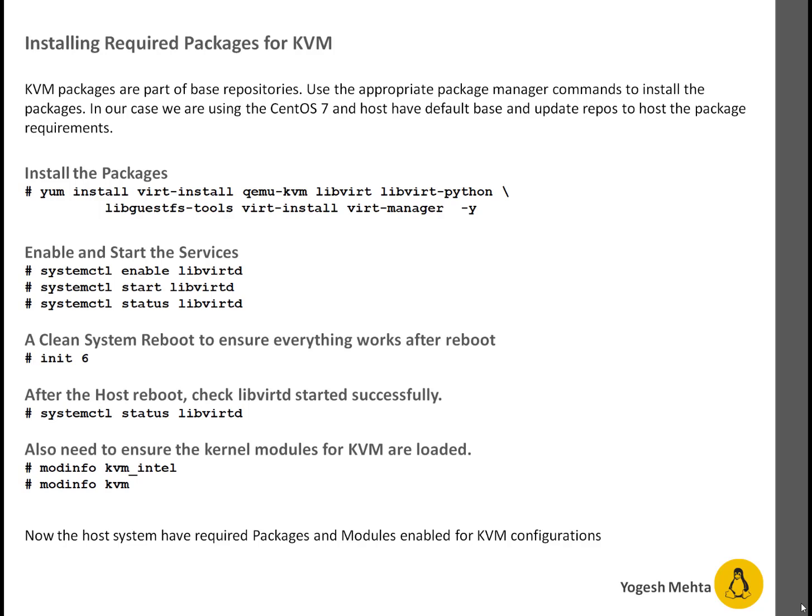In our case, we are using CentOS 7, and by default there is a CentOS 7 repository configured on my system, which I'm going to use to grab the KVM packages. You can see on screen the commands which I'm running. I'm installing the packages. I'm installing virt-install. Virt-install is a command line utility to manage the KVM. Then I'm installing qemu-kvm, that's a KVM hypervisor, libvirt, libvirt-python, libguestfs-tools, and virt-manager.